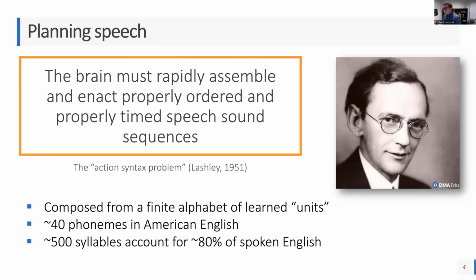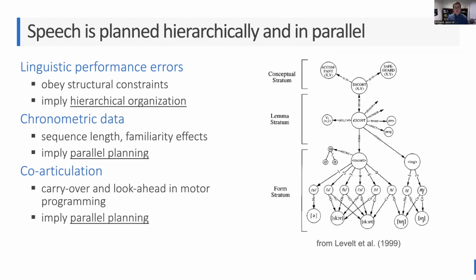One thing we can take advantage of as we plan speech is that we have a discrete set of sounds. Speech is not arbitrary motor movements, but is based on learned units. And those units can be counted in different ways. For example, we have about 40 phonemes that we use in American English. Of course, there's variation within that. And even at the level of syllables, a higher level linguistic unit, only about 500 syllables account for about 80% of the spoken English that we use. So we can take advantage of these learned units as we string together sound sequences.